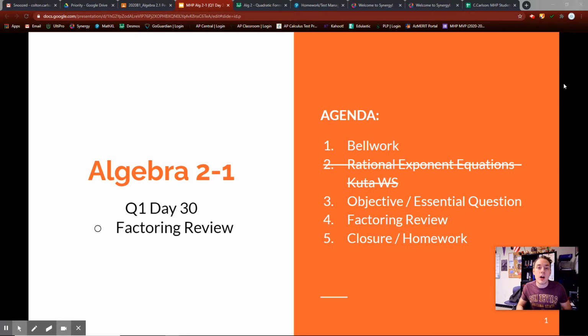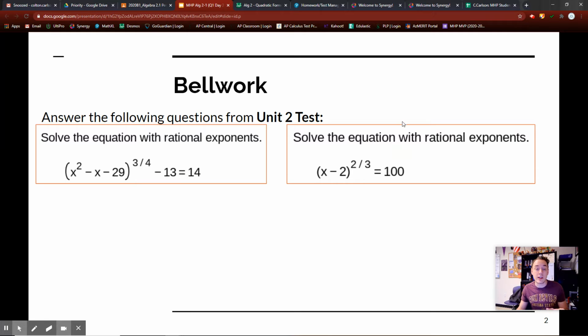Okay, so I want to go through some bell work. That's going to be over the Unit 2 test, which you should have taken already last week. Retakes are available this week. Going to go through the objective, essential question, the actual lesson, factoring review, and then, of course, summary, closure, and so forth.